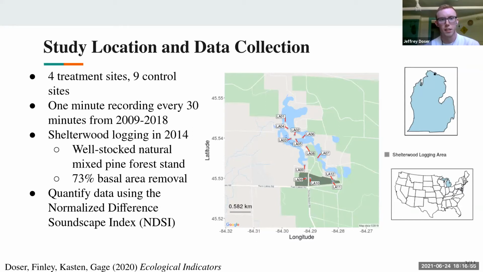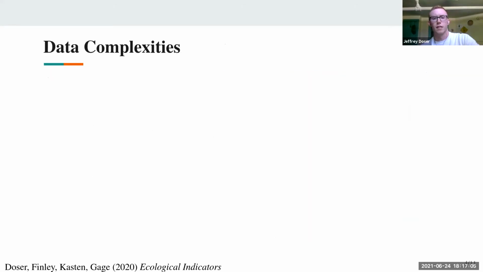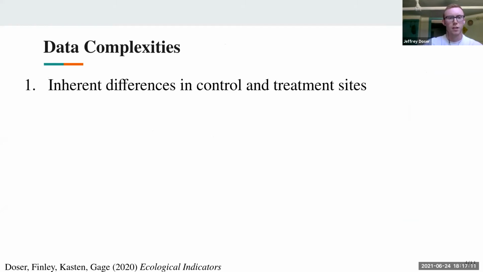And so this seems relatively straightforward. So there's just this treatment. We have our control sites, we have our treatment sites, and we have data across a large number of years. But there's really some more complexities in the data that make this a bit trickier to parse apart the different things we're interested in. And so first, and probably the most important, is that there's really these inherent differences between the control and treatment sites.